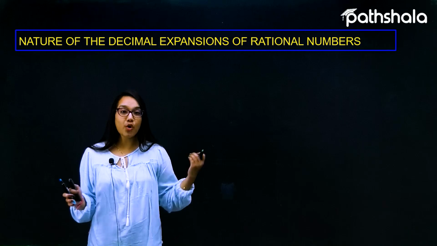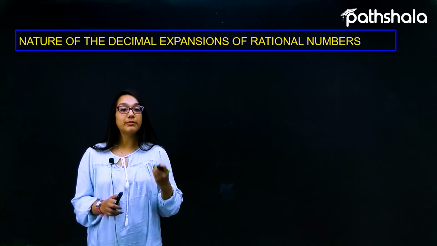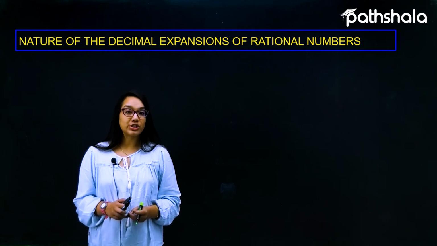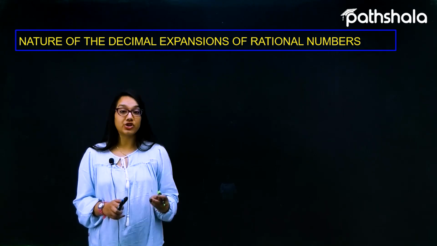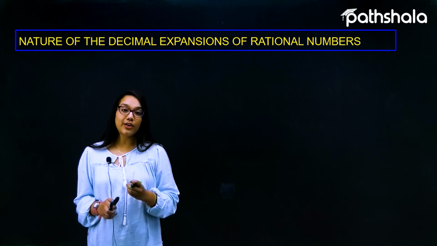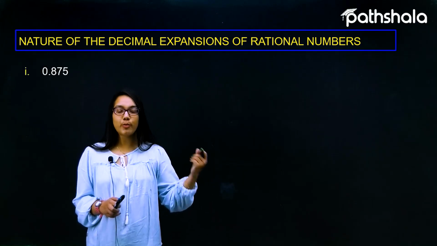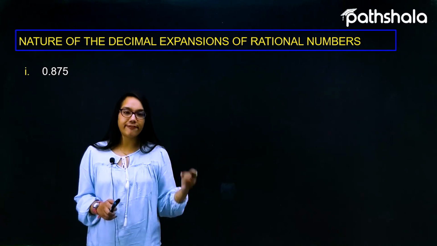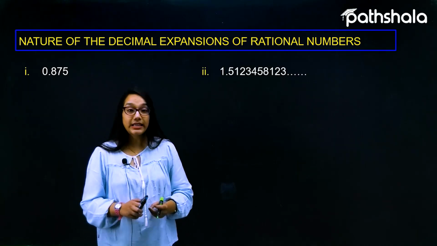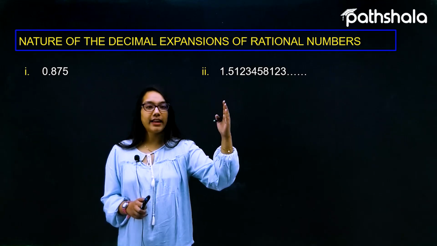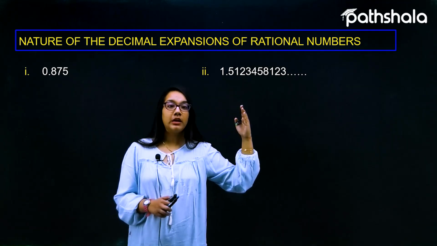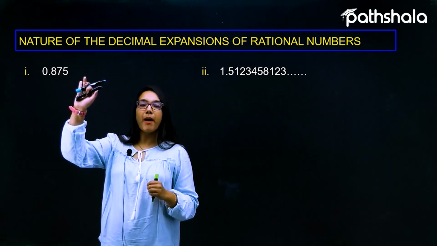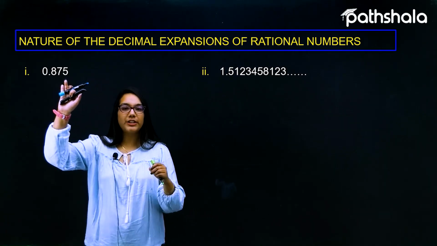So on the basis of terminating and non-terminating, we can find out the nature of the decimal expansions, whether they are terminating or non-terminating. Let us suppose I'm talking about the very first part, this is 0.875, and the second part is 1.512341458123.